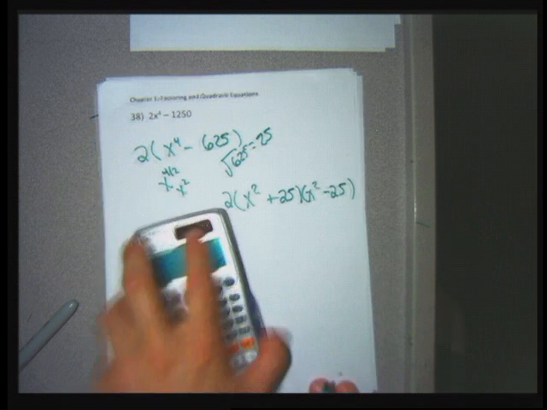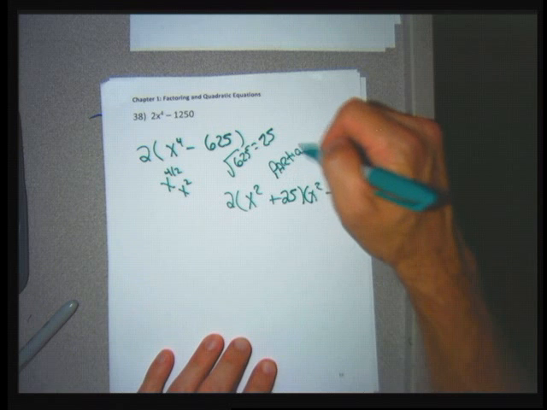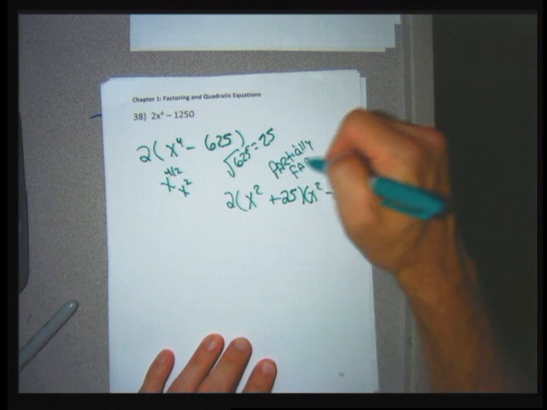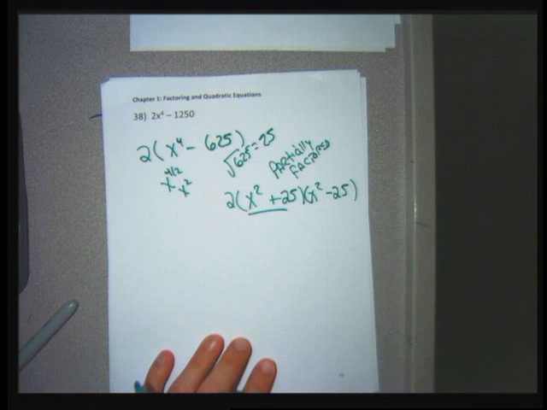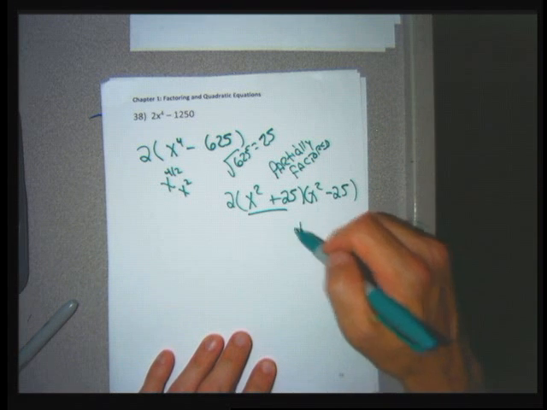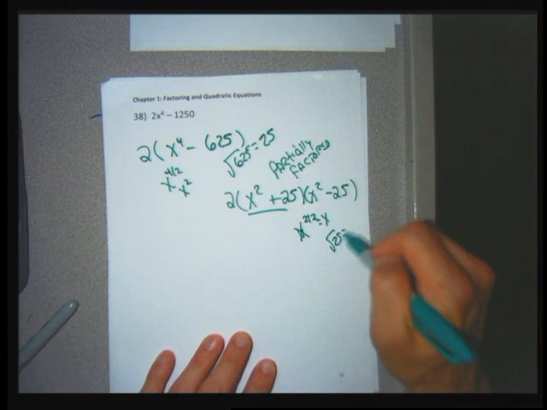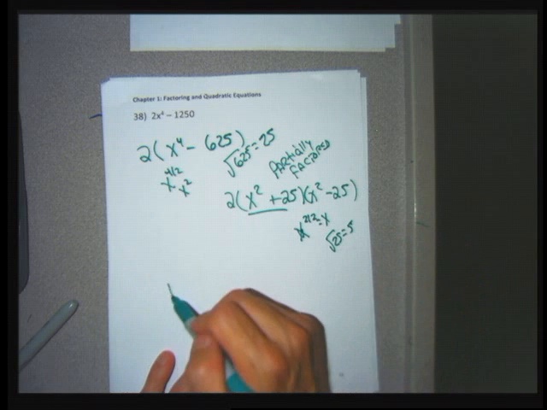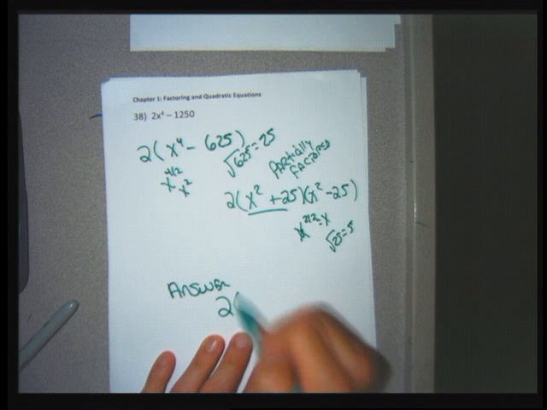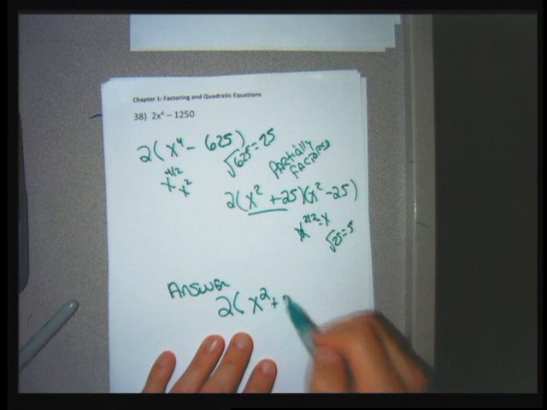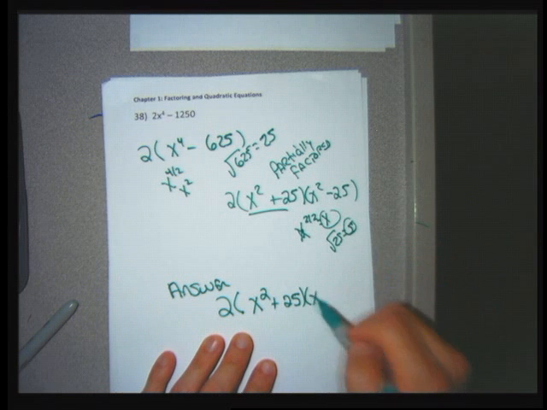Just like the last problem, this is only considered partially factored, so I got a little bit crazy with these. The first parentheses is a sum of squares, it's prime. The second parentheses is a difference of squares. So for the x, I can divide its exponent by 2. For the 25, I could square root it. And for the final answer, I can write a 2, an x squared plus 25, and an x plus 5, x minus 5.